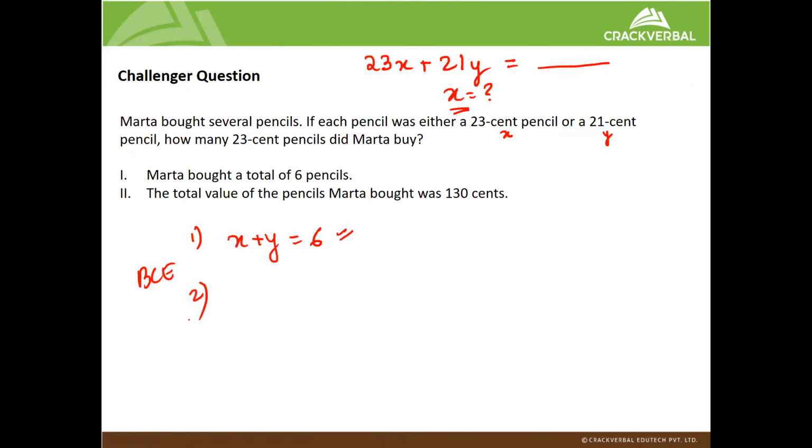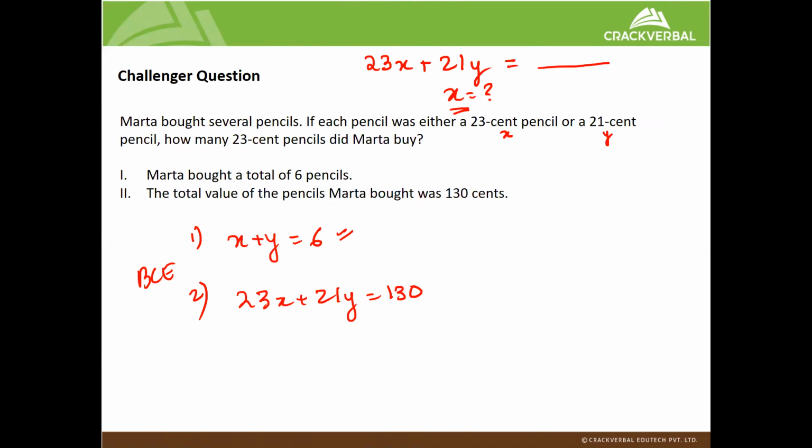The second statement tells you the total value of the pencils Marta bought was 130 cents. That's 23X plus 21Y equal to 130. Now, those of you who discarded this statement just by saying it's one equation with two variables again went against the process of how to solve data sufficiency. You didn't look for a contradiction. You just said it's insufficient because it has two variables. You can only discard a statement if you get a contradiction.